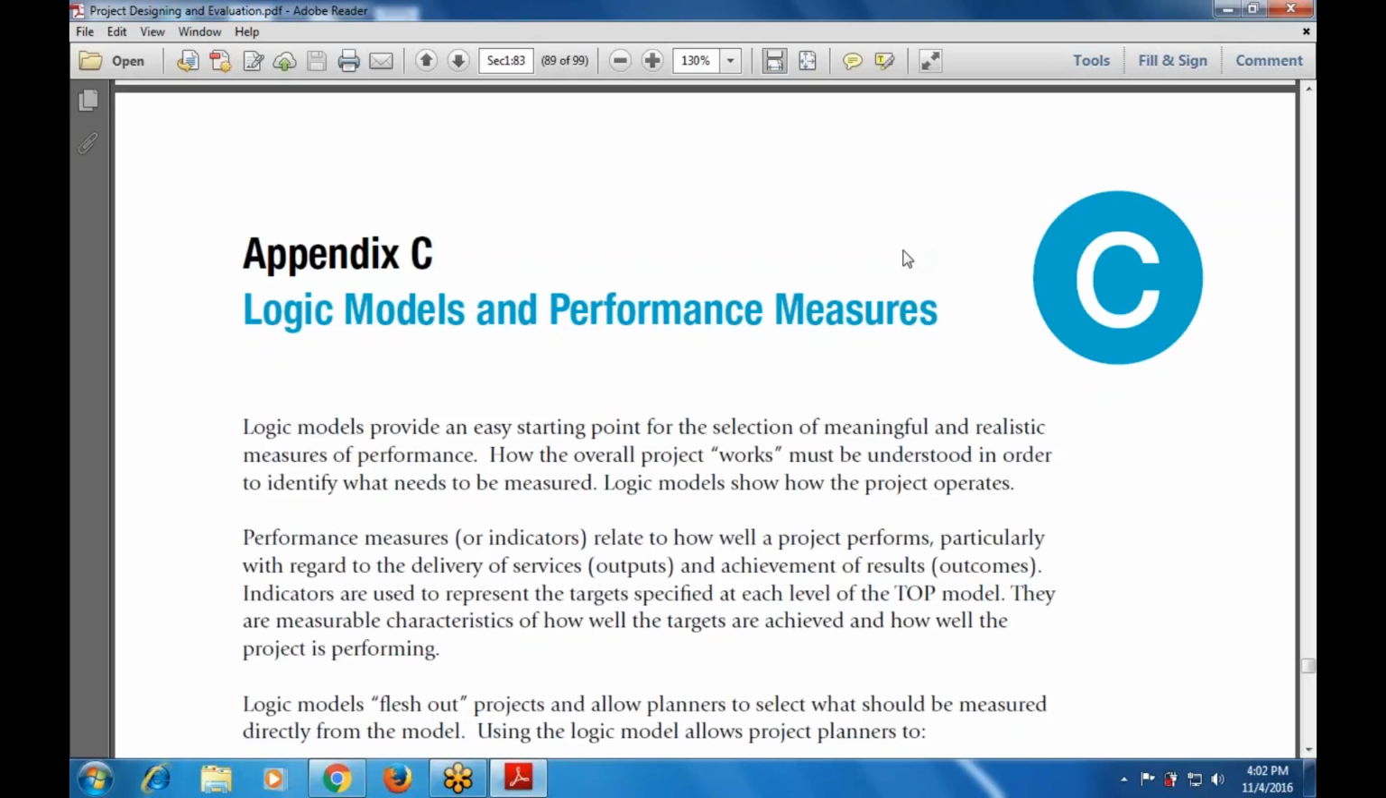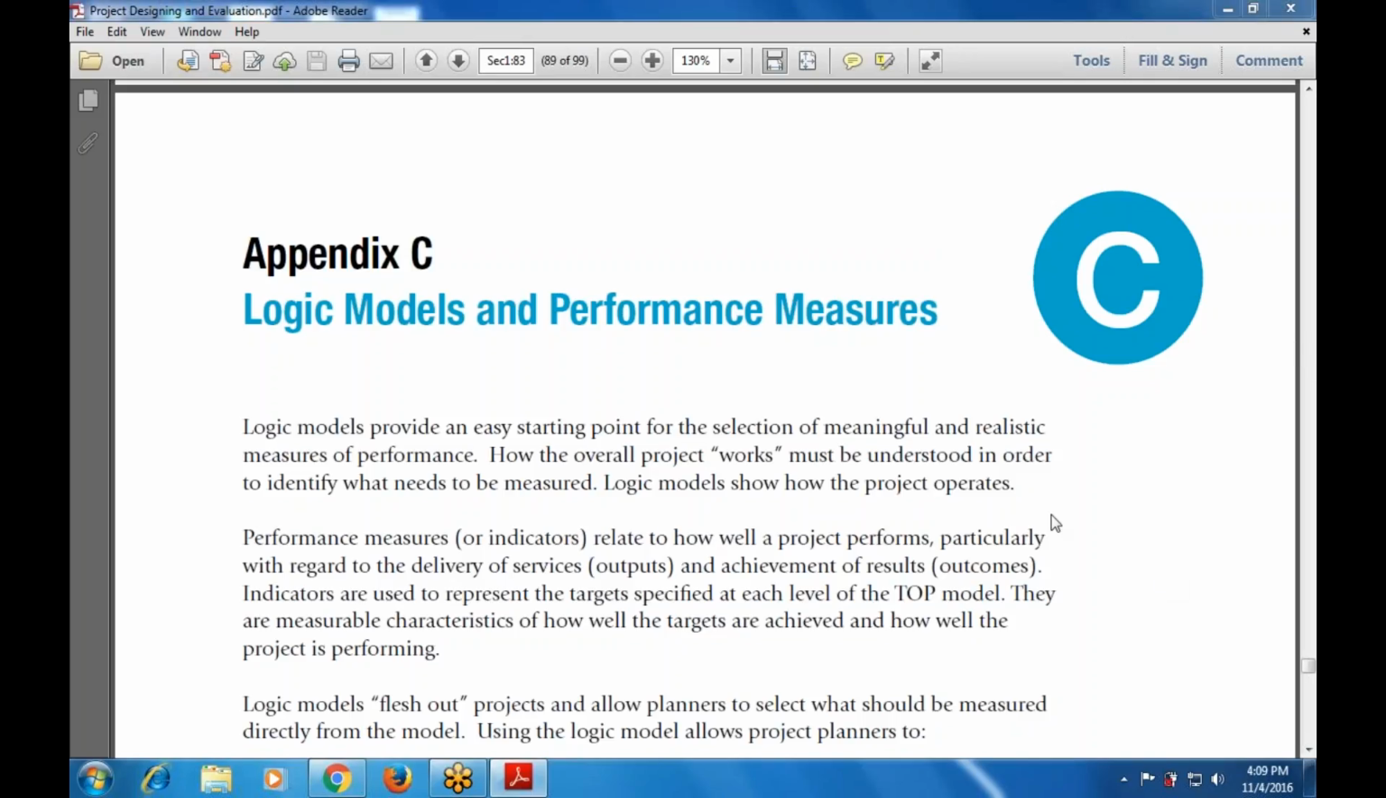Indicators are used to represent the targets specified at each level of the logic model, and they are also the measurable characteristics of how well the targets are achieved and how well the project is performing. So how the targets are achieved with measurable units, and each level of the model is used with the outcome and with the output.